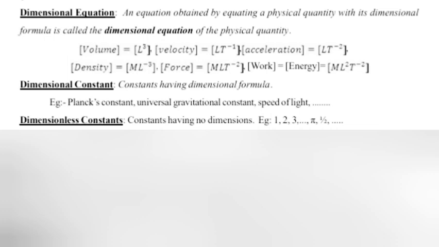Dimensional constant. Constant having a dimensional formula. Example: Planck's constant, universal gravitational constant, speed of light, etc. Dimensionless constants. Constants having no dimensions. Example: 1, 2, 3, pi, half, etc.